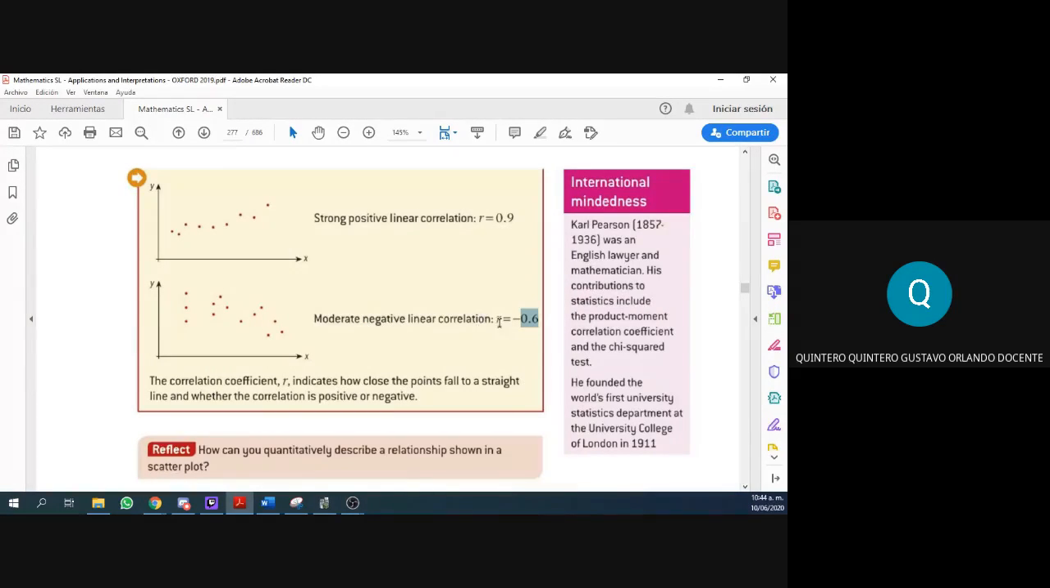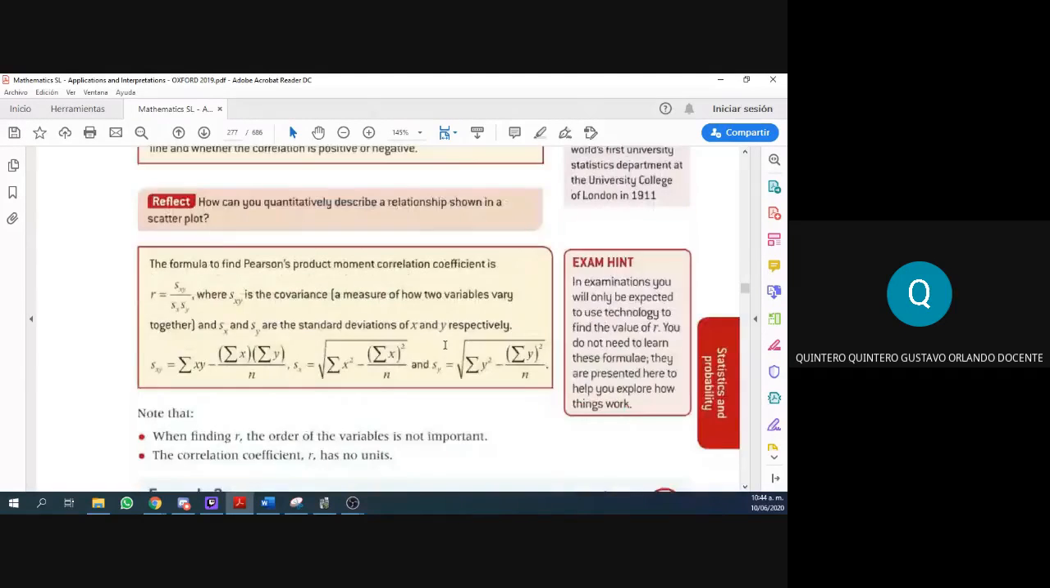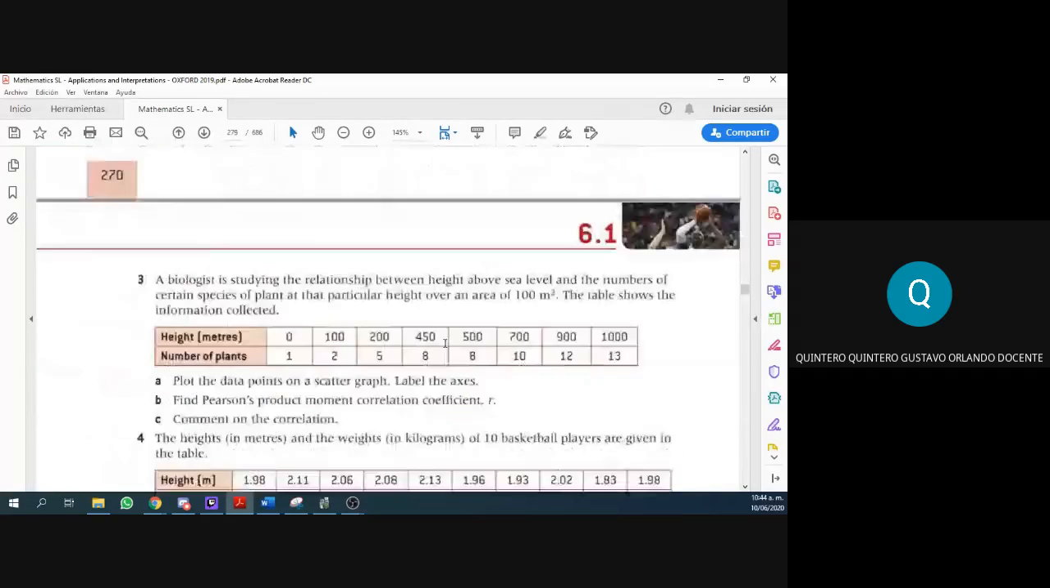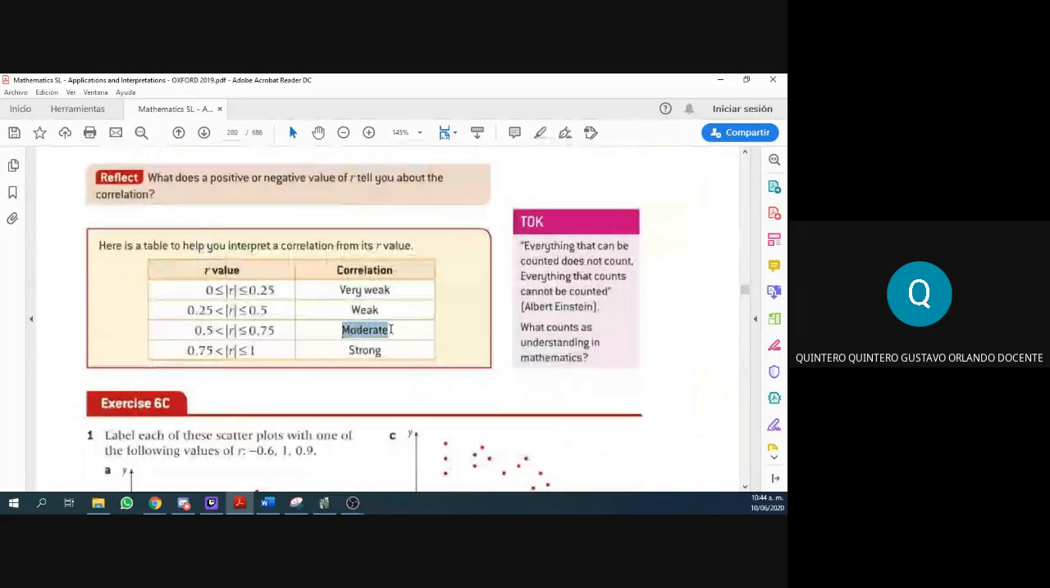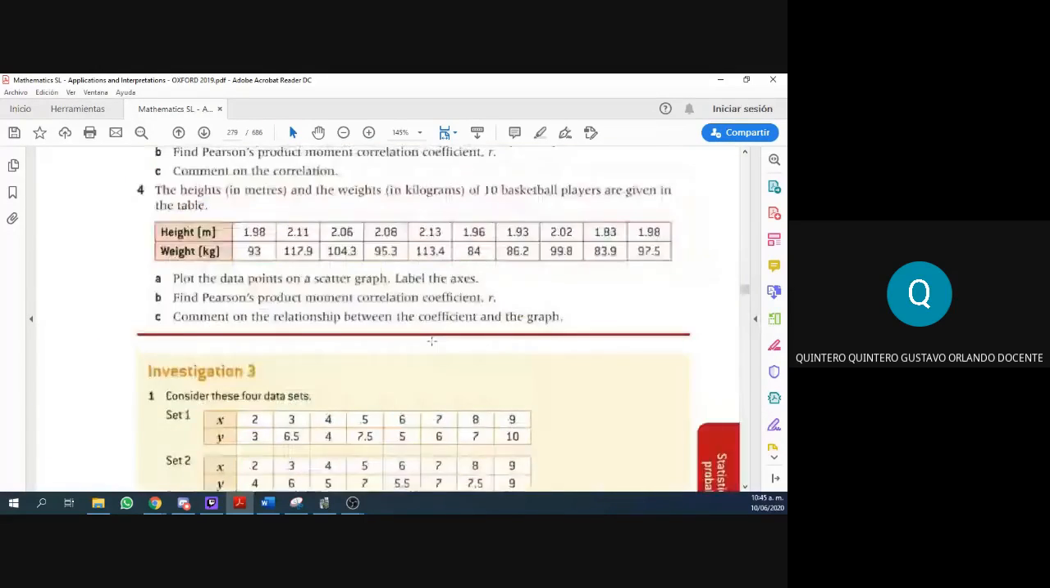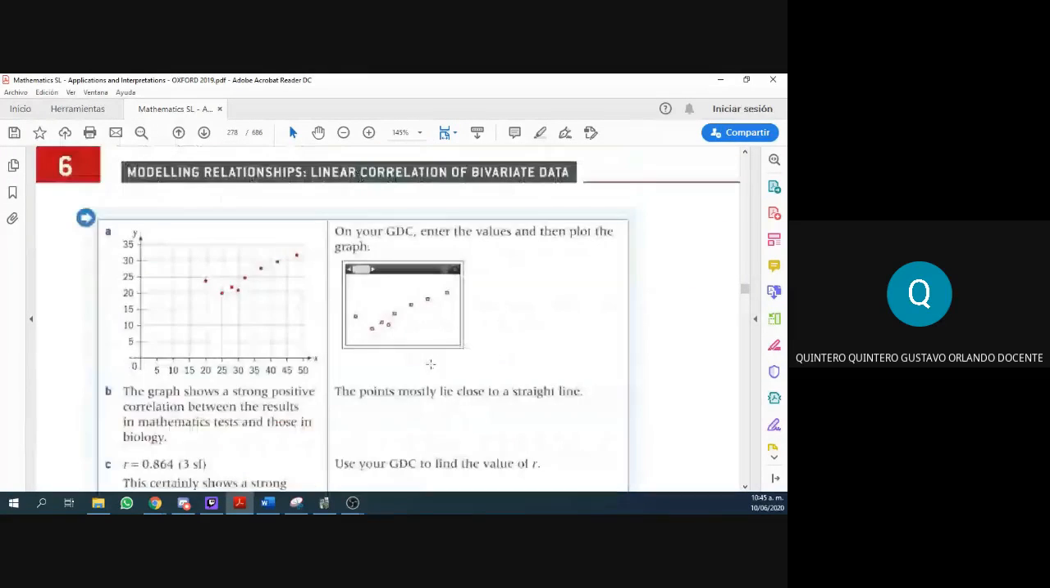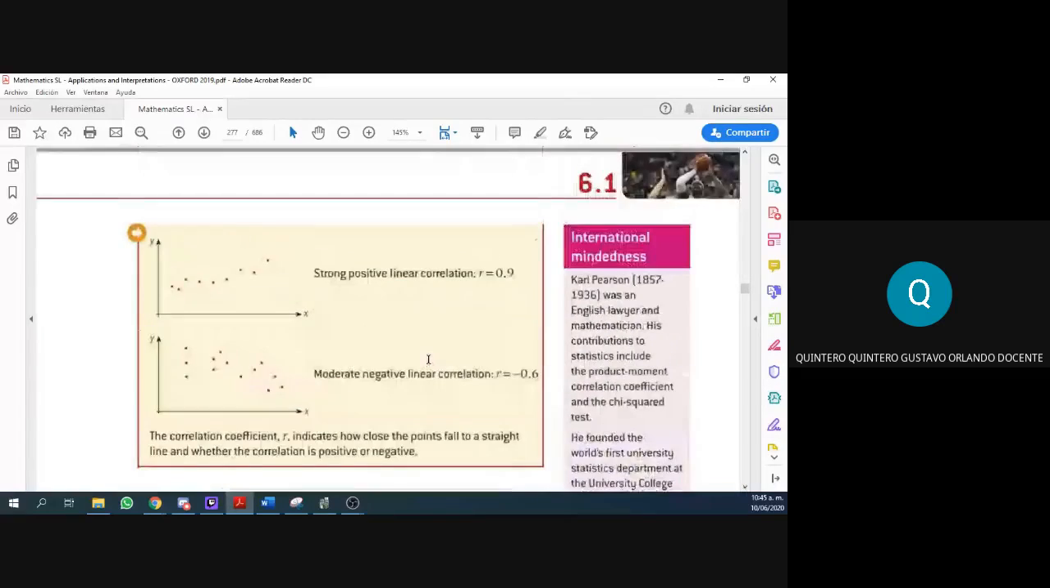Meaning, according to our table, if we look at our table, I thought this was a mistake in the book. Where is the table? Here. Moderate is from 0.5 to 0.75. So it's not a mistake, right? The value of R was 0.6. So we have a moderate correlation, right?